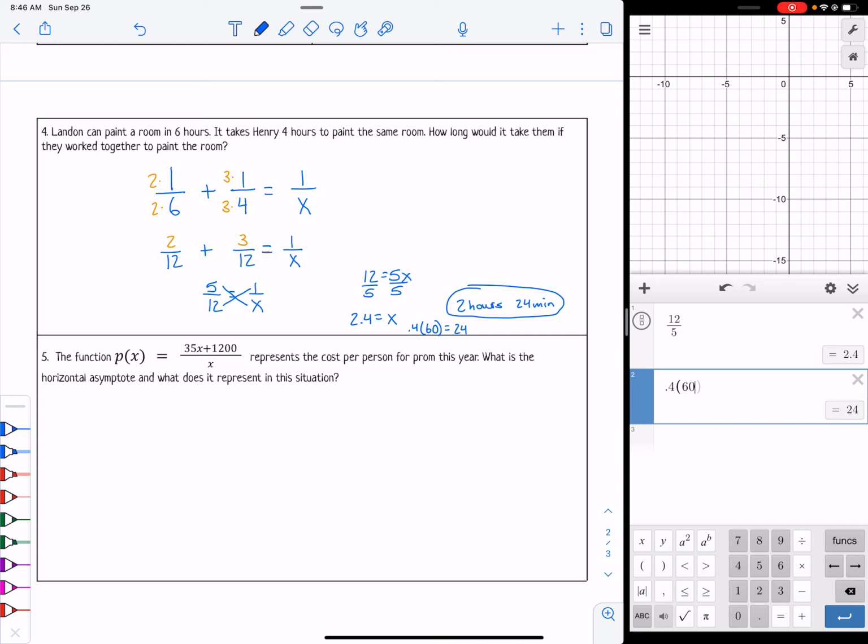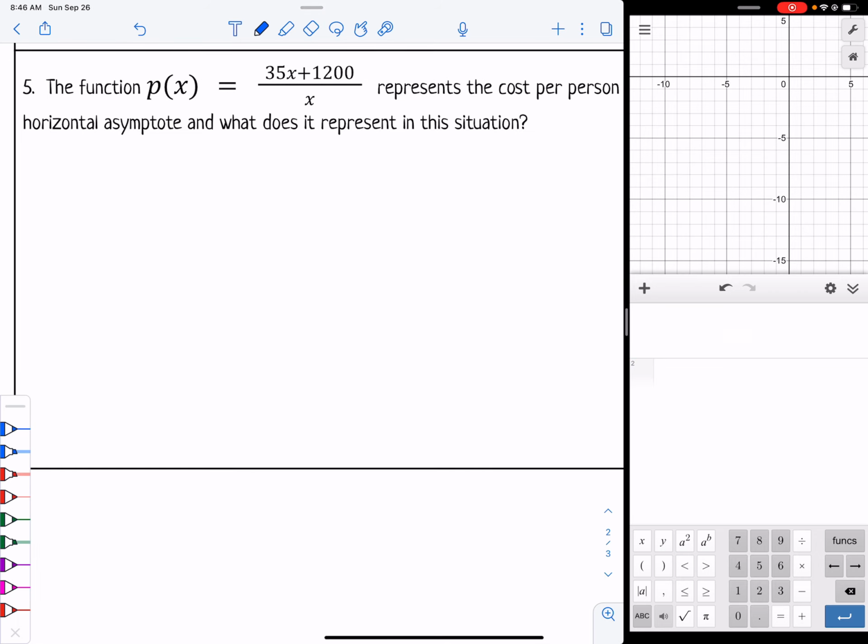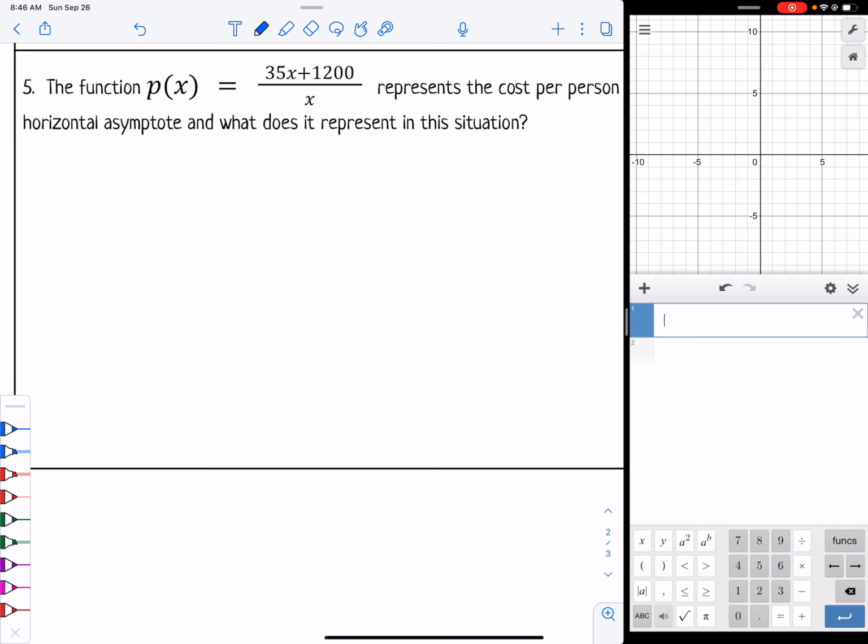All right, the last question is the function p of x equals 35x plus 1200 all over x, which represents the cost per person for prom this year. What is the horizontal asymptote and what does it represent in this situation? Let's just type it in, because you can easily pick it out from the graph. We could look at the table. There's a couple things that we could do. Let's put it in parentheses first: 35x plus 1200 all divided by x. You want to make sure that everything is divided.